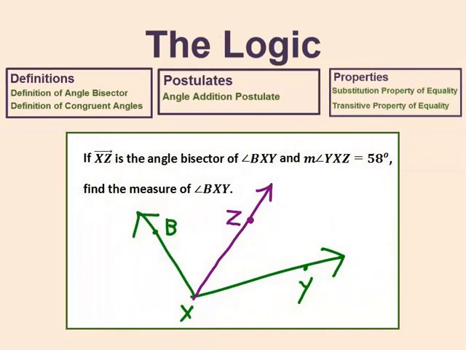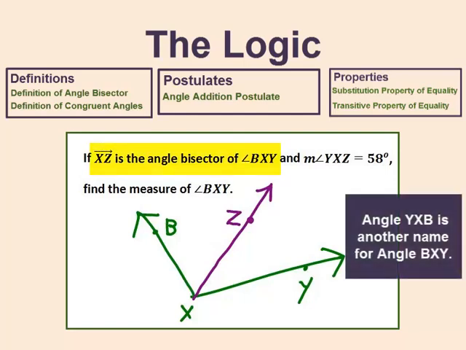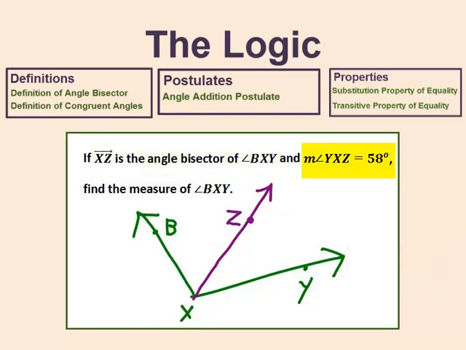So in this diagram, ray XZ is the angle bisector of angle YXB. We also know that the measure of YXZ equals 58 degrees. And we're supposed to find the measure of the larger angle, YXB. Now, if you encountered this problem on a quiz or a test, you would be like, this one is pretty easy. Basically, since ray XZ is the bisector, then the larger angle is twice that of the smaller. So if I take 2 times 58 degrees, I would get 116, and I'm done.